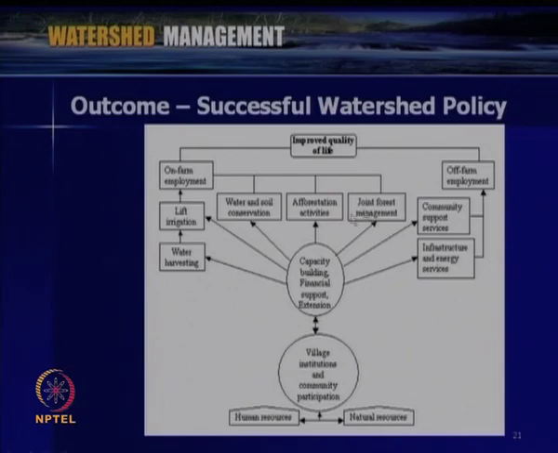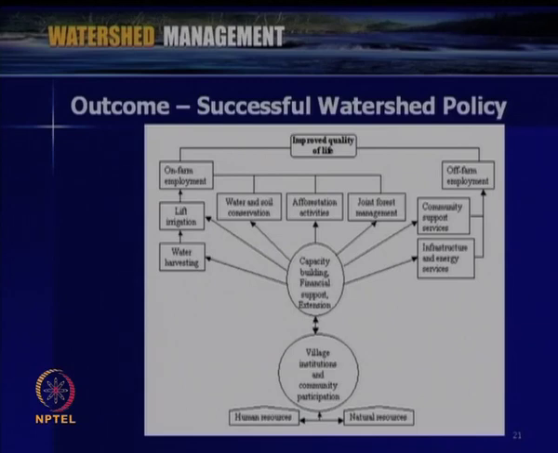The various issues for a successful outcome of a successful watershed policy are mentioned here in a block diagram. Here you can see that the natural resource and human resource are effectively utilized on a watershed scale. Various village institutions and community participation will be taking place, and accordingly in the policy formulation we should have various norms for capacity building, financial support, and extensions like, for example, water harvesting, lift irrigation, water and soil conservation, afforestation activities, joint forest management, community support systems, then infrastructure and energy services. Like that, in various sectors we should have appropriate policies in a successful watershed policy.